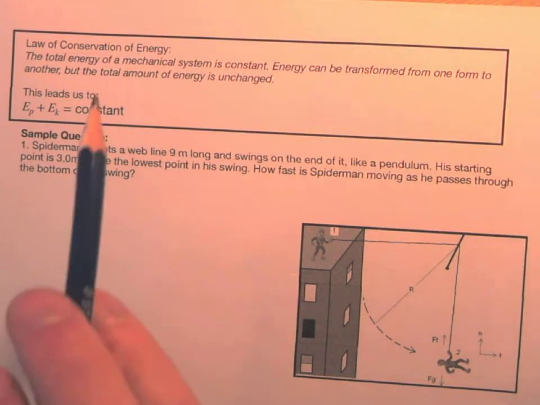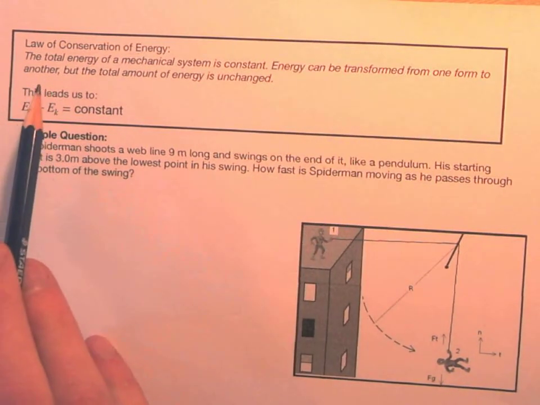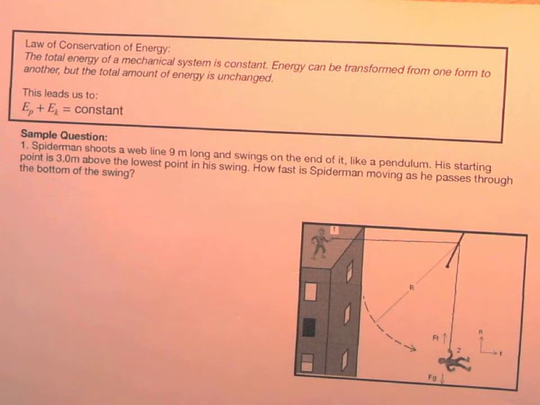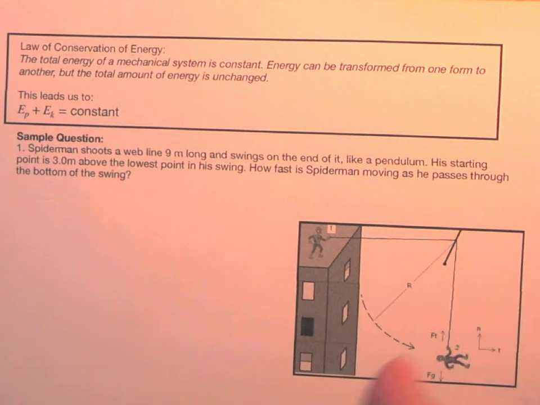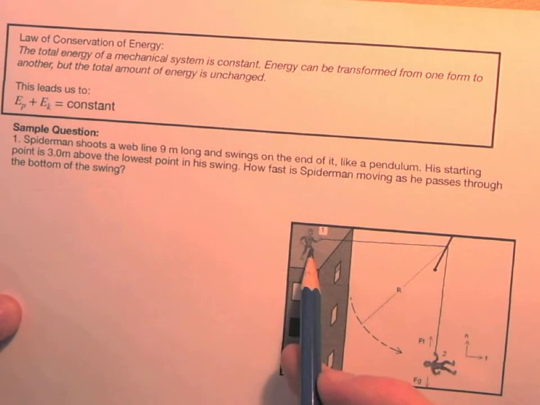So it says the total energy of a mechanical system is constant. Energy can be transformed from one form to the other, but the total amount of energy is unchanged. That means you can change potential energy to kinetic, and you can change kinetic energy to potential energy. But the total, when you add them up, should be the same in both spots. And that's what we're going to use for a lot of different questions. You use it in Physics 12 quite a bit, to do with orbits as well. So we have Spider-Man, he's on a building.